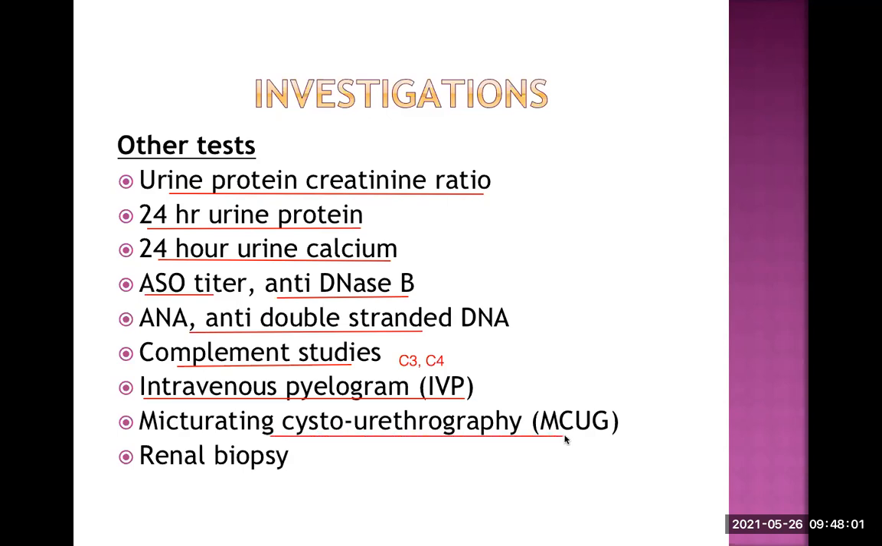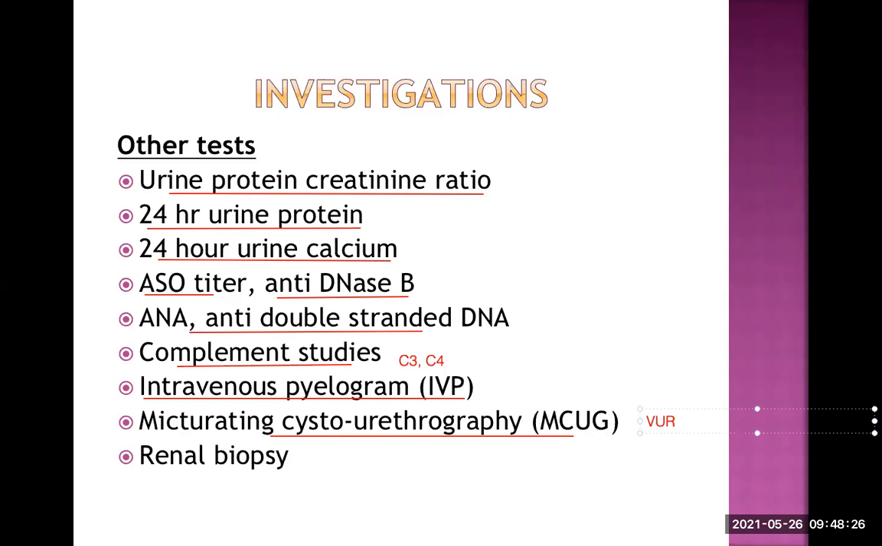Micturating cystourethrography is MCUG. Now, this is a special type of test which is done for the diagnosis of a particular condition. Anybody can tell me which condition is diagnosed by MCUG? Yes? Sir, vesicoureteric reflux, sir, in chronic pyelonephritis. Good. This is known as VUR.